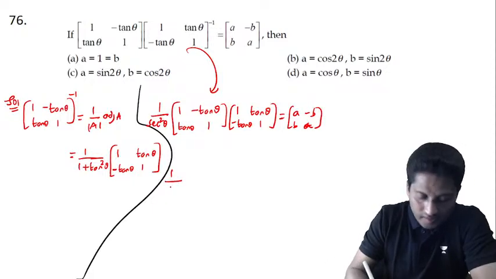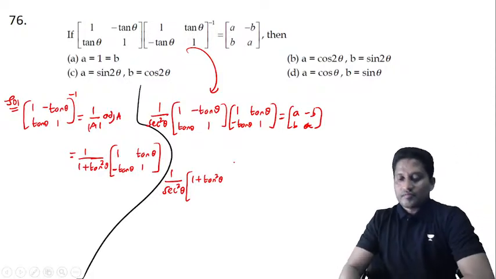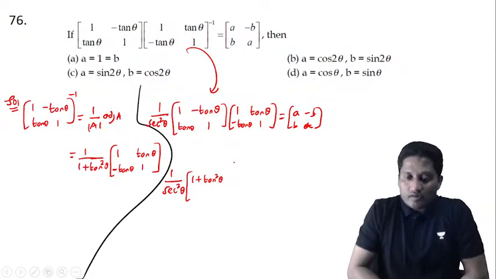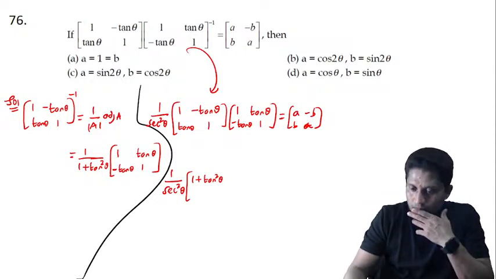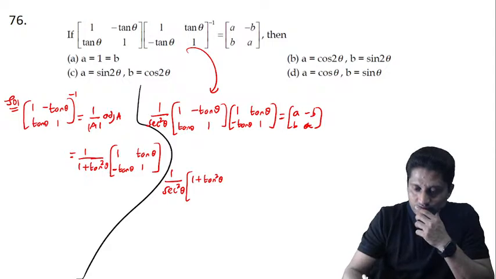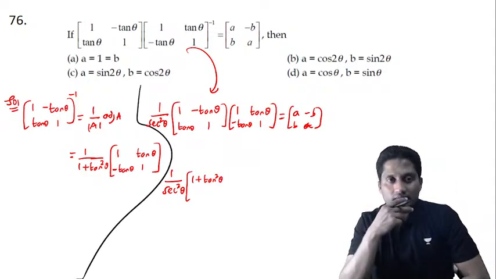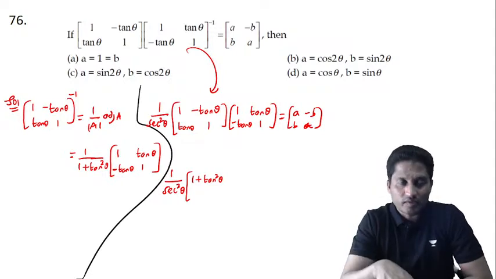Okay, 1 by sec square I'll keep as it is. Now if I multiply first row, first column, you will get this as 1 plus tan square. First row, second column is tan minus tan. A inverse is 1 by determinant A. What mistake am I doing? A inverse is 1 by determinant A into adjoint A.